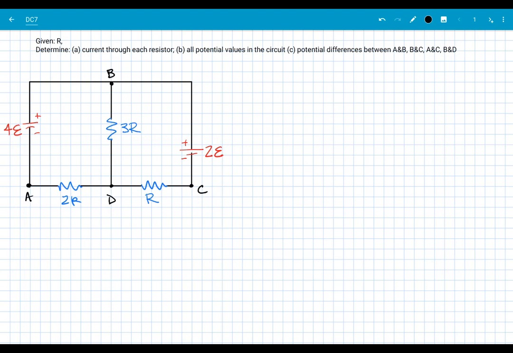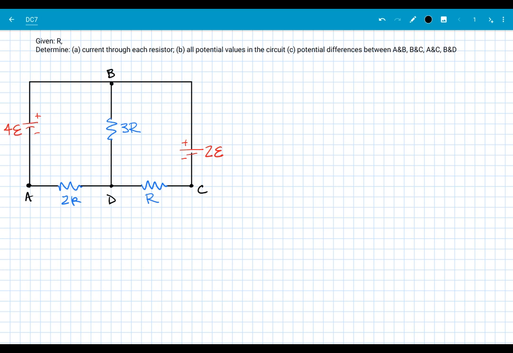Here we have a circuit with three different resistors and two different batteries. So let's have a look at this. We're being asked to find the current through each resistor. It's a fairly common kind of question about circuits. And we're also asked to find all potential values in the circuit and then some potential differences between points.